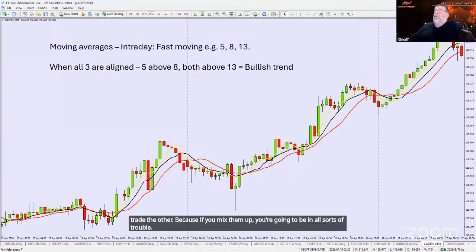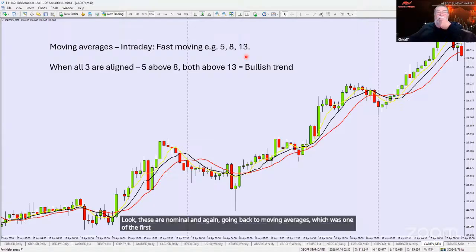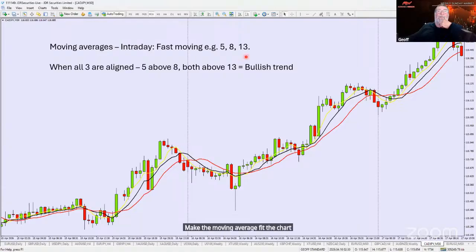So you can use moving averages. Look, these are nominal. And again, going back to moving averages, which was one of the first things that we discovered earlier, make the moving average fit the chart. Don't just say, okay, Harry Goose uses the 20 moving average and the 50 moving average and the 10 moving average. Why would you take their word for that? Test it. If the chart's bouncing off a moving average consistently here, here, here, or if it's not, then change it.